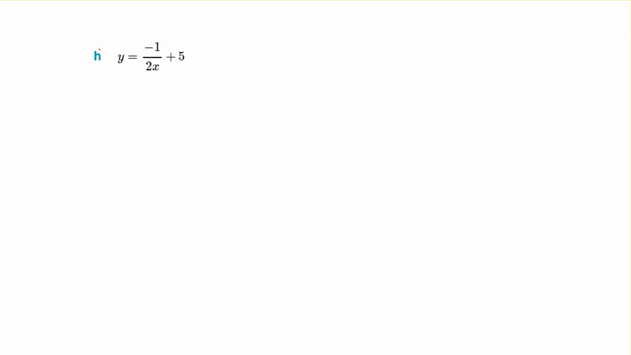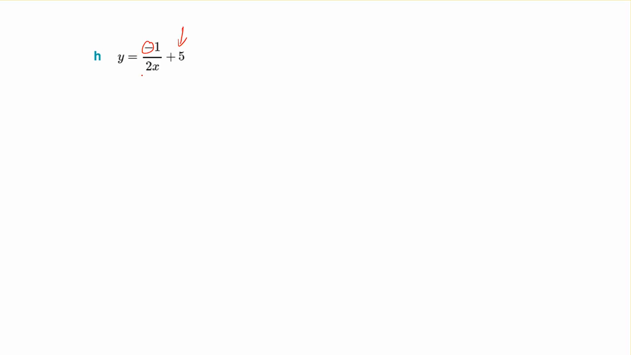11 methods. We're going to look at exercise 4a, question 1h. So I've got this hyperbola. What's happened to the hyperbola is that it's been reflected and it's been moved up 5, okay?